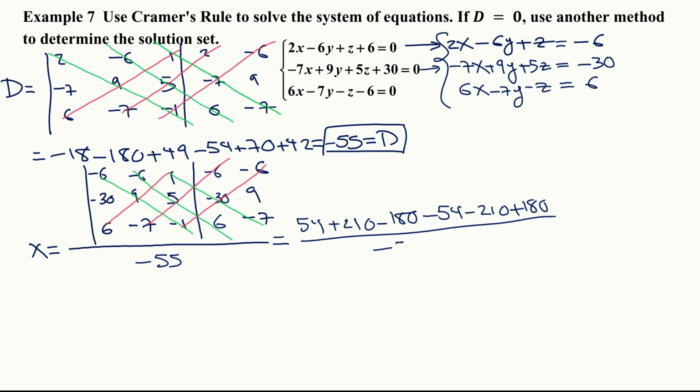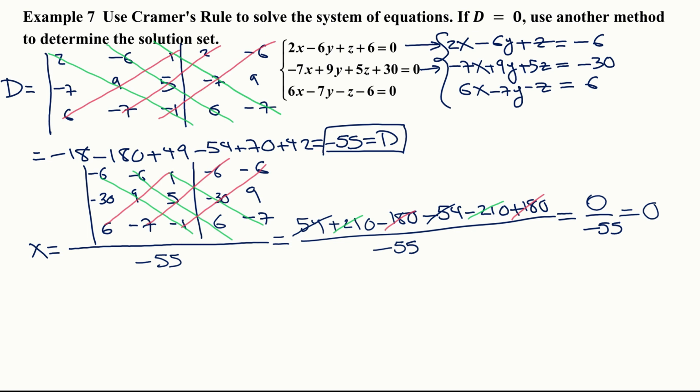over negative 55. All right, it does look like we're not going to need the calculator. Notice that this 210 cancels that 210. This negative 180 cancels that 180. And of course, the 54 cancels the negative 54. So we actually have 0 on the top. What's 0 over negative 55? I think I heard you say 0. I agree. So there it is. X is 0.